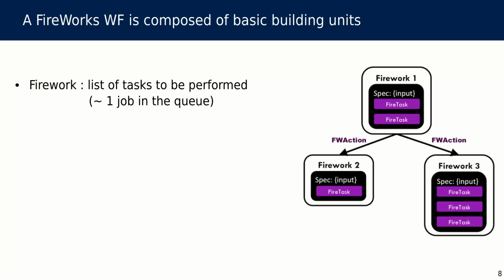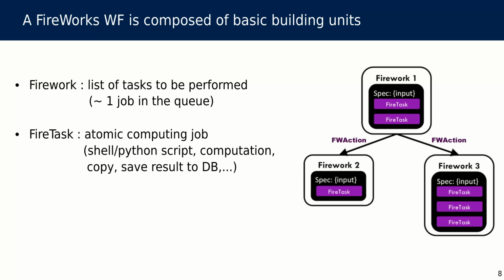So in Fireworks, the workflow is composed of basic building units. So first of all, there is the firework. Here you see that we have 3 fireworks, each of them typically corresponding to one job in the queue. And each firework is composed of one or multiple fire tasks, which are atomic computing jobs, so one command in the command line. So for instance, a firework with 3 fire tasks like this one could be first copy the input files here, then run the computation, and then save the results.